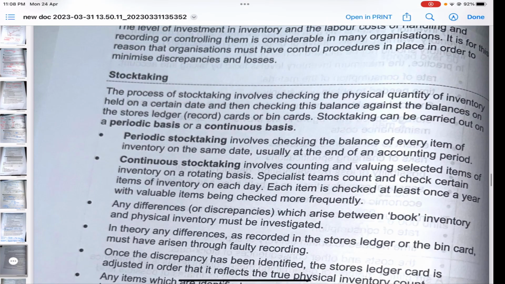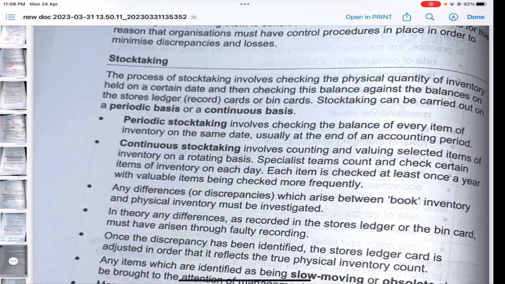So the first control procedure is stock taking. So what is stock taking? Stock taking is a process which involves checking the physical quantity of the inventory held on a certain date and then checking this balance against the balance on the store's ledger cards or bin cards. So we are manually checking the physical quantity, and we are going to check this balance against the store ledger cards or store bin cards. Stock taking can be carried out on a periodic or a continuous basis. So now what is periodic stock taking?